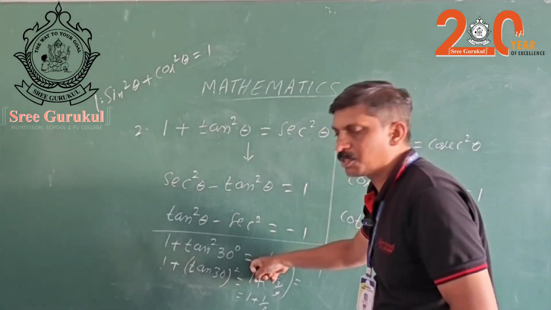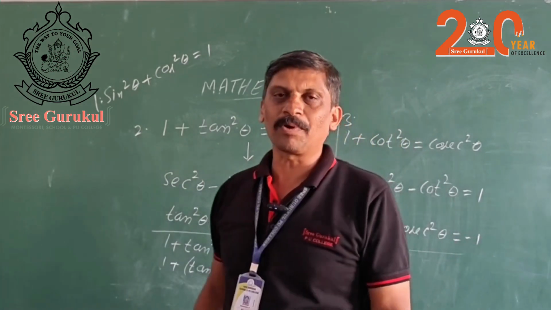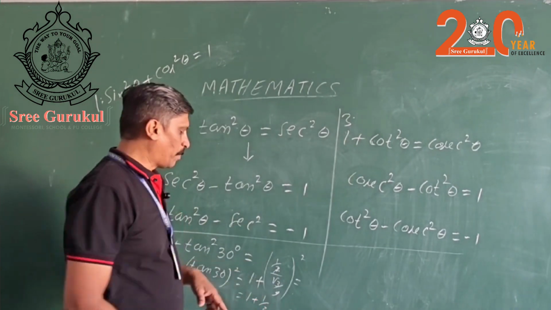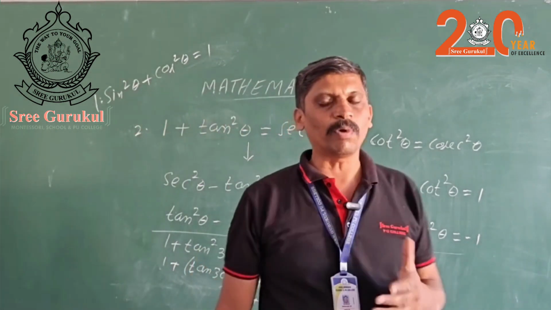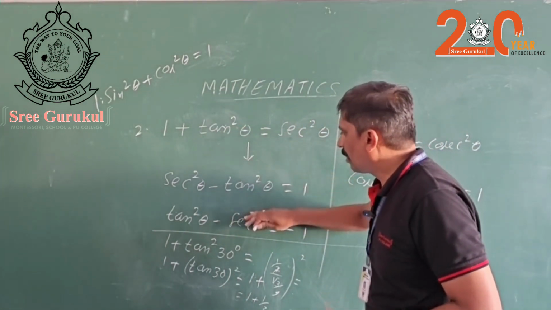This is equal to secant square 30. What is secant 30? It is the reciprocal of cos 30. What is cos 30? Root 3 by 2, so secant 30 is 2 by root 3. 2 by root 3 whole square becomes 4 by 3. See here? Just remember formulas like that. Don't just write all those formulas; write them and learn how to construct the formulas.